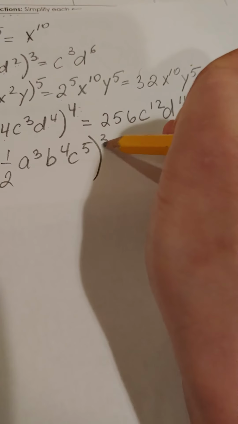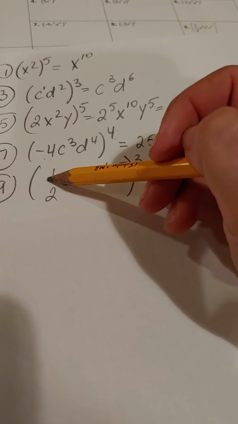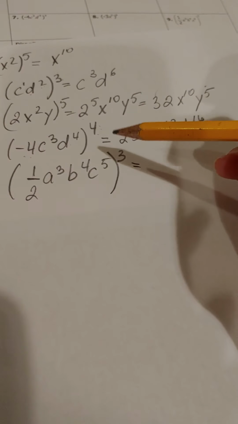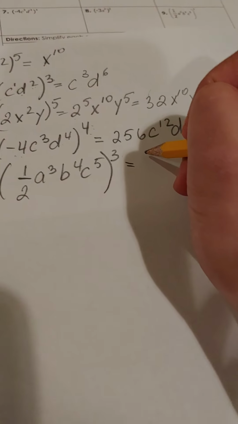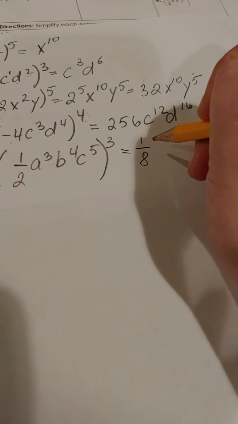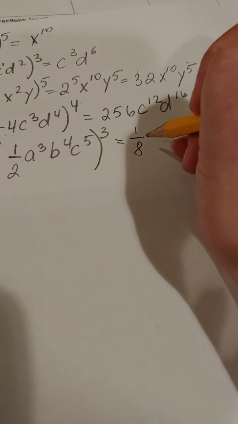1/2 a to the third power, b to the fourth power, c to the fifth power, and everything is raised to the third power. So each one of those, each number and variable, needs to be raised to the third power. So 1/2 to the third power will be 1/8, because 1/2 times 1/2 is 1/4, and 1/4 times 1/2 is 1/8.